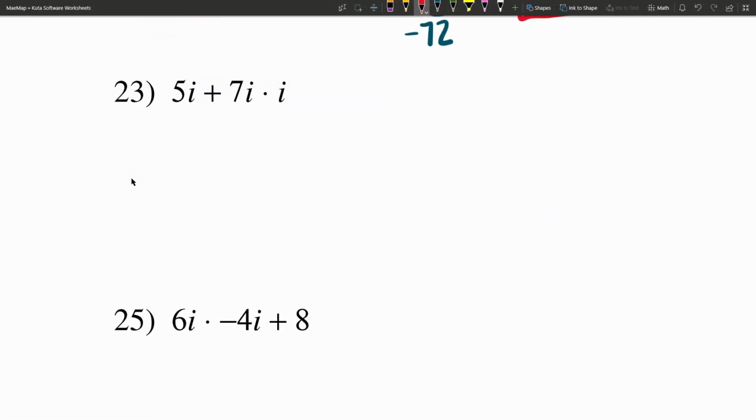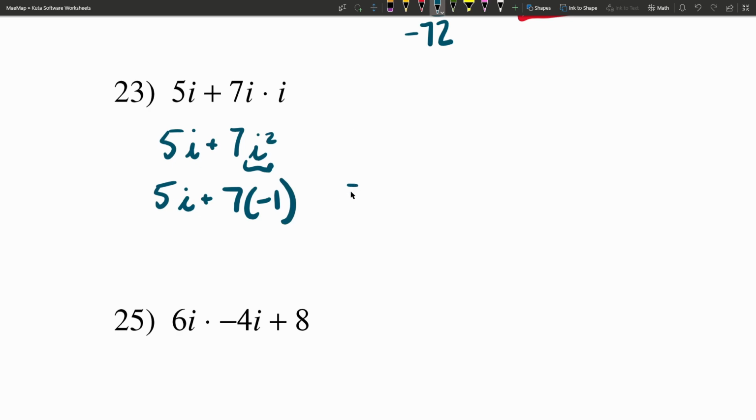For number 23, we have 5i plus 7i times i. Well, 7i times i, remembering those order of operations, we're going to compute this first. So we have 5i plus 7 times i squared. And what is i squared? That's a negative 1. So we have 5i plus 7 times negative 1. So this simplifies down to the complex number negative 7 plus 5i.